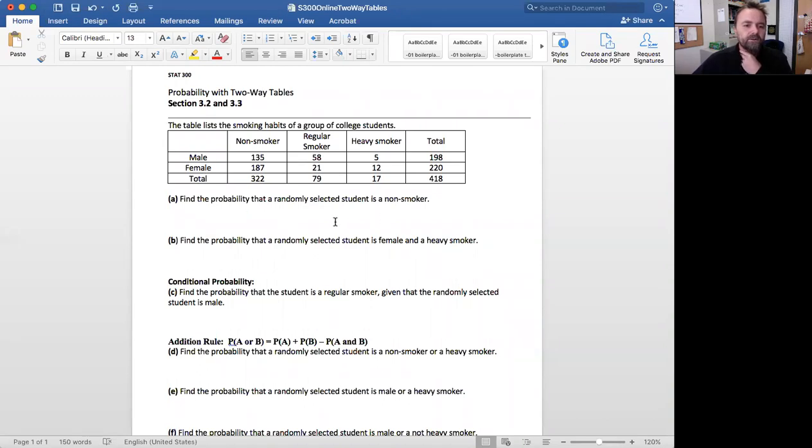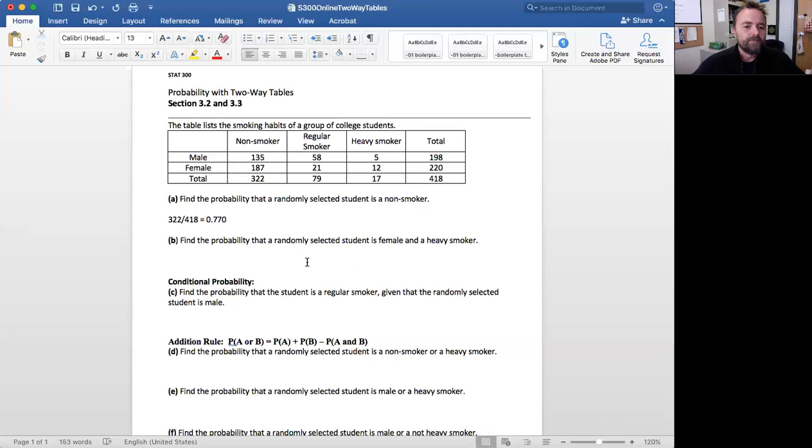Okay, so if we randomly select a student, notice there's a total of 418 students. We just need to figure out how many of them are non-smokers, and that total is given here. So this one is your basic probability. We would just go 322 divided by 418. Typically on these, I would calculate it as a decimal rounded to 3 decimal places. So if we do this one, I'm getting about 0.770. That's what I would do for that one.